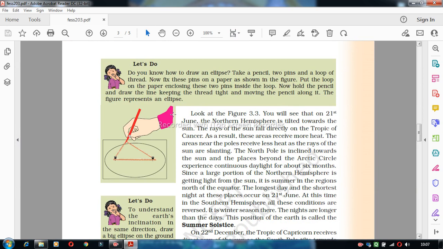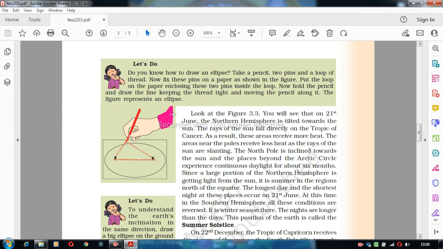Next we are going to look at figure 3.3. As we had seen in figure 3.3, you already know how seasons are changing. You will see that on 21st June, the northern hemisphere is tilted towards the sun. The rays of the sun fall directly on the Tropic of Cancer. As they receive more heat, more heat is received in that area.